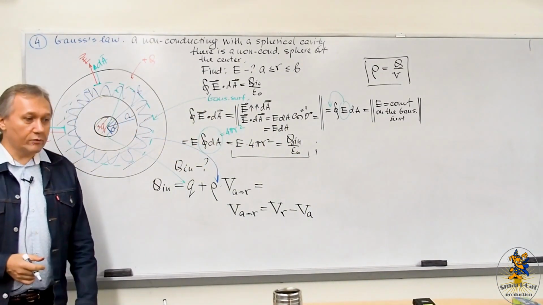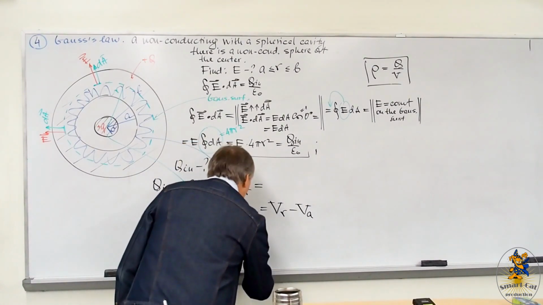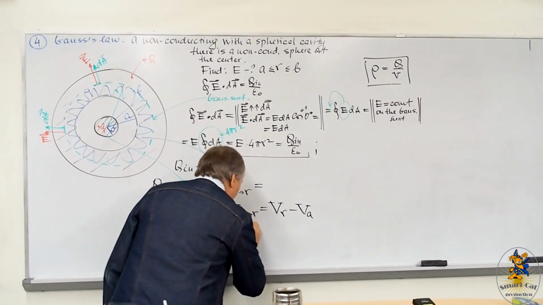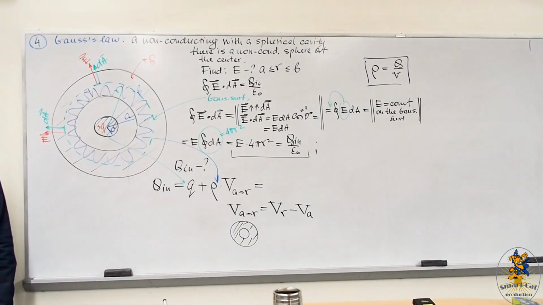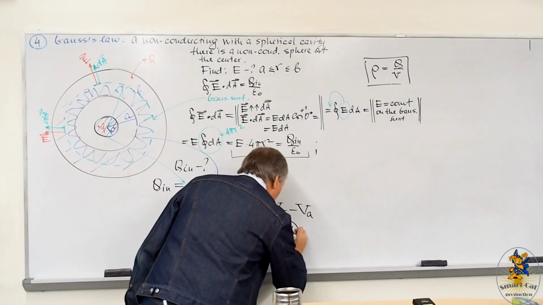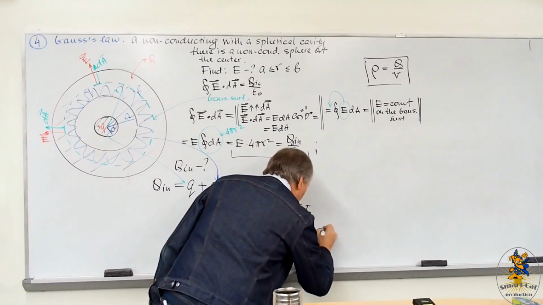And now let me show it graphically. So effectively, in order to find this volume, we need to take the volume of the sphere without the hole and subtract the volume of the hole.